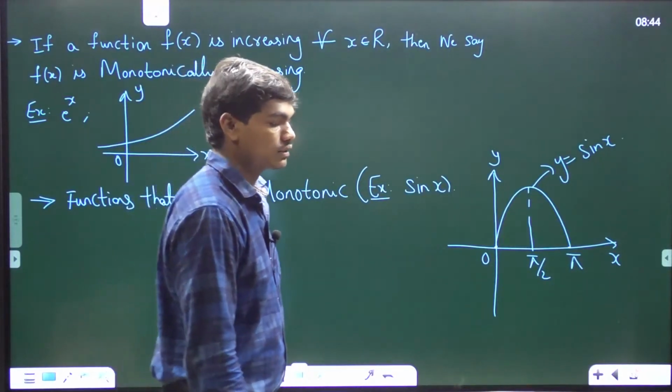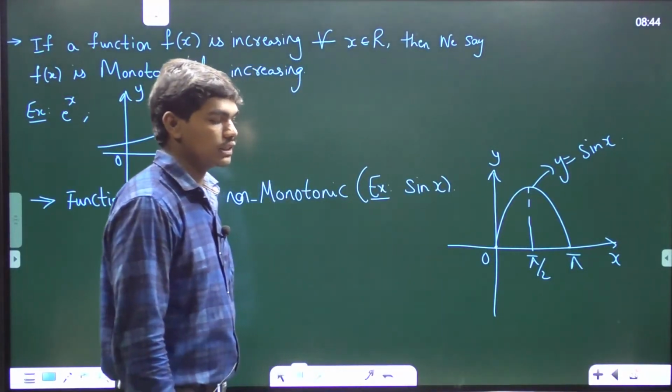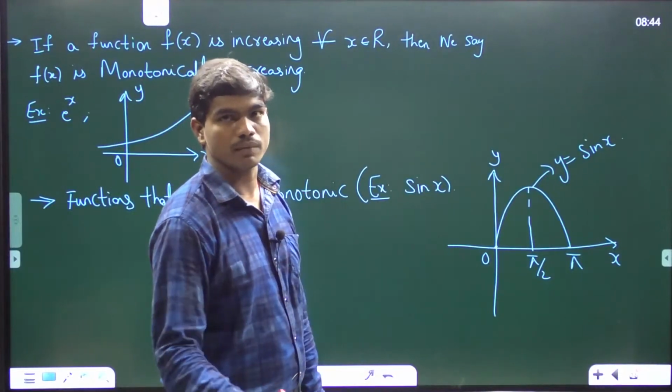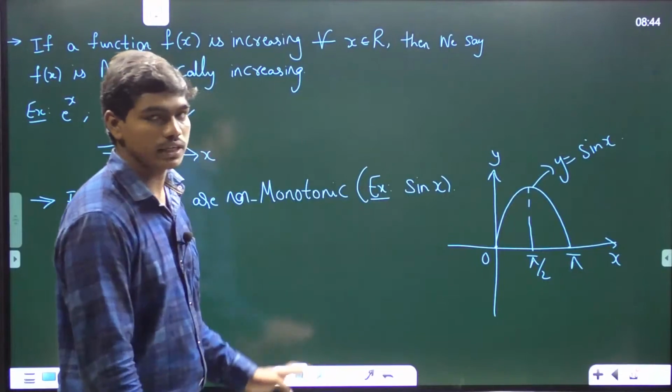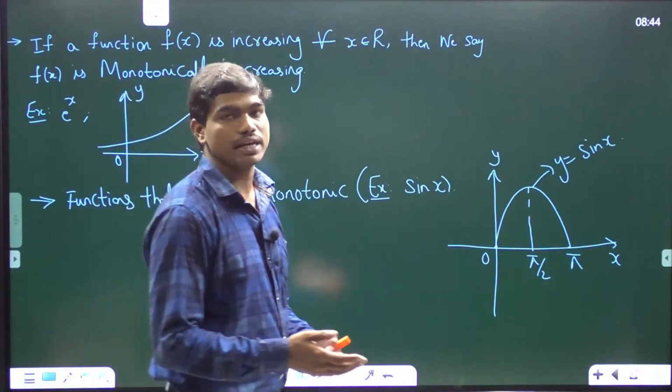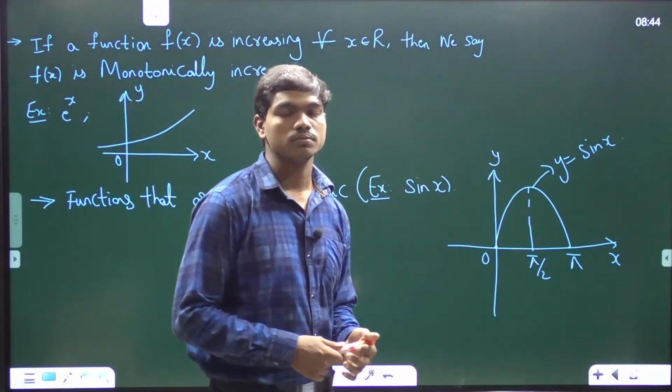What about tan x? Tan x is always an increasing function in general, but of course not at odd multiples of pi by 2, because at odd multiples of pi by 2, the derivative does not exist. Basically you can't decide whether f dash of x is greater than 0 or less than 0. Okay.